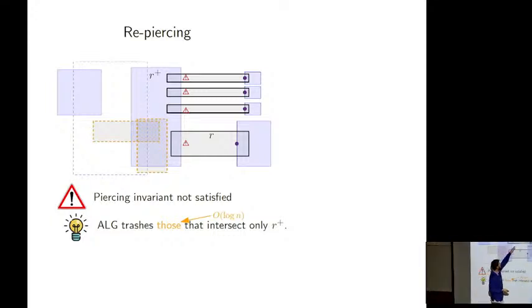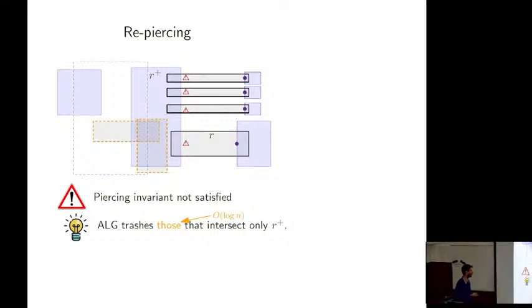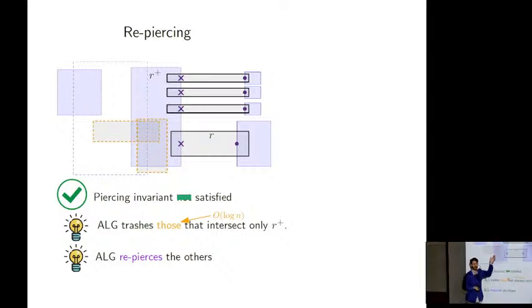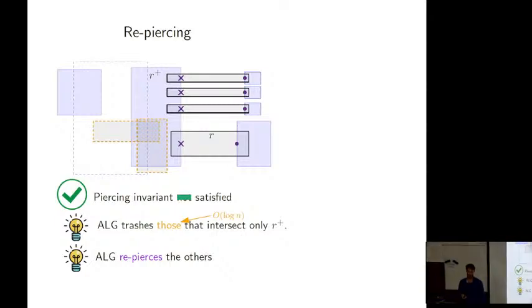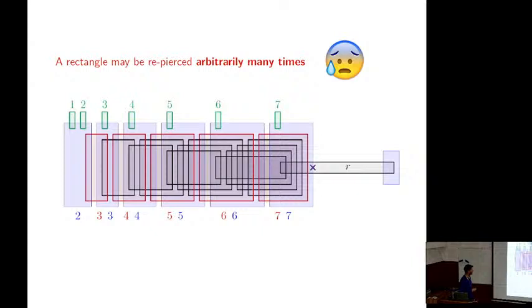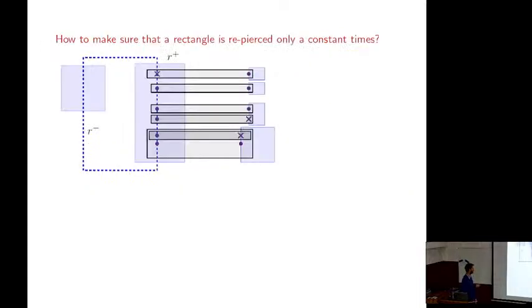But the problem is that here we may have a lot of rectangles, so we cannot trash them without maintaining a small trash. So the idea is just, okay, we will put new points to make sure that our piercing invariant is satisfied. But there's a problem, because we wanted to make sure that we maintain a constant number of points per rectangle. And it turns out that there are examples where a rectangle R could be repierced many times, which is a problem, and I don't want to detail the example.